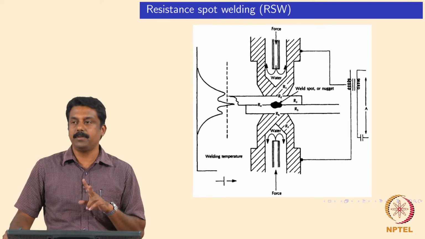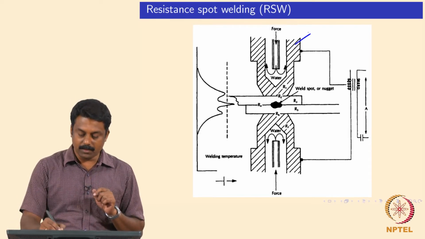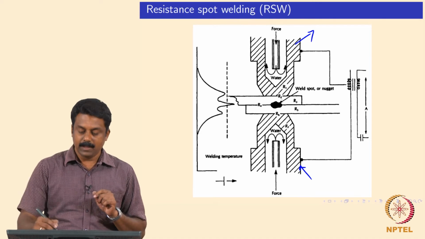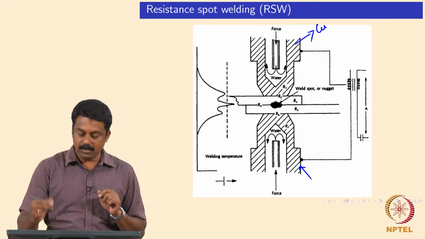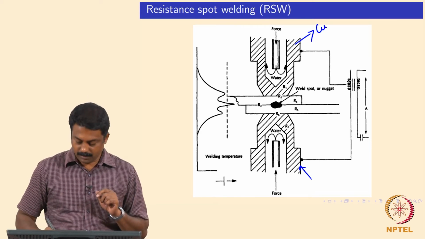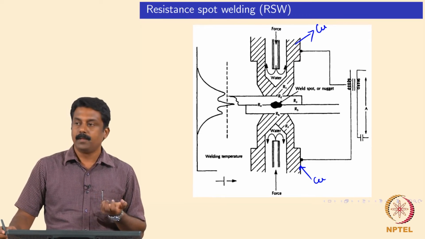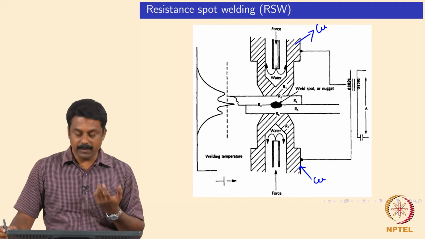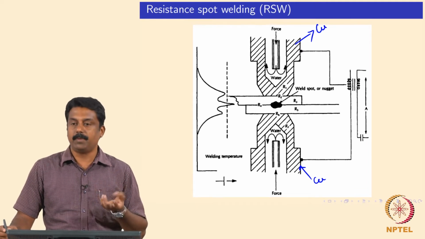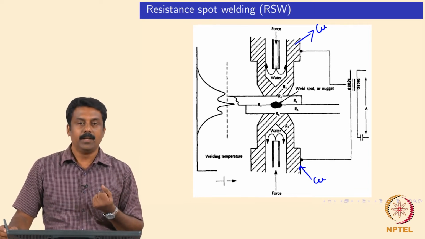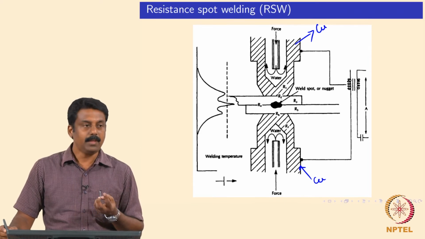So, we have 2 electrodes, the top electrode and the bottom electrode, and generally these electrodes are made of copper or copper alloys. We use copper because of its high conductivity, and we can also extract heat from the electrode very effectively, because during this process the electrodes should not melt, isn't it.